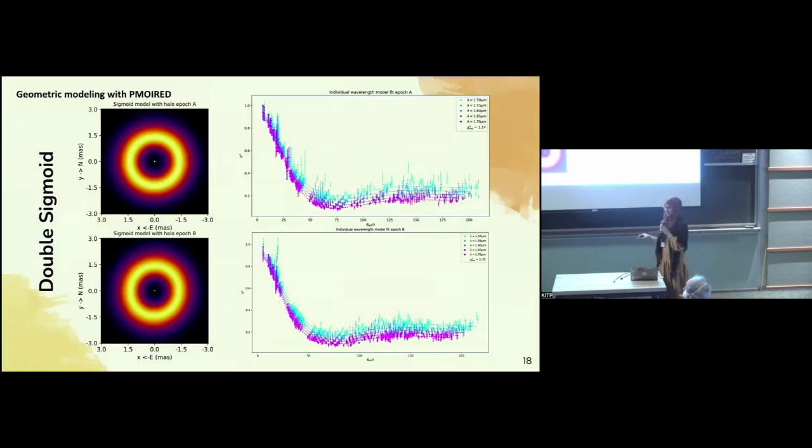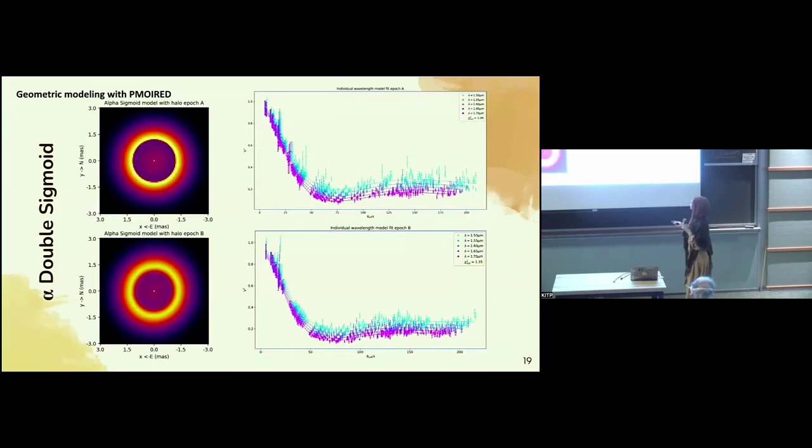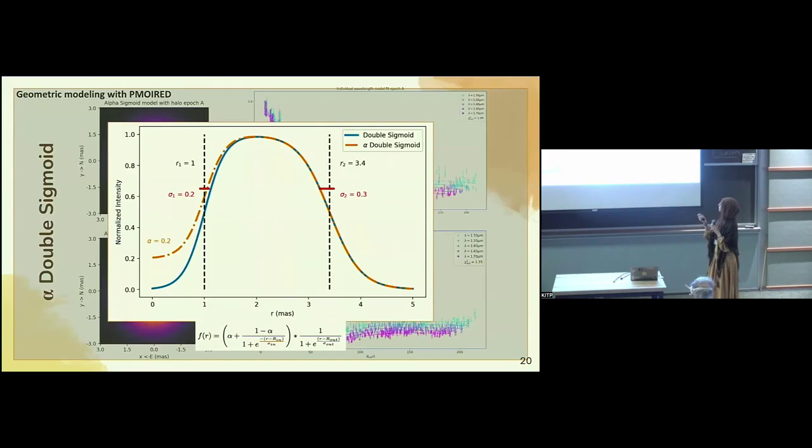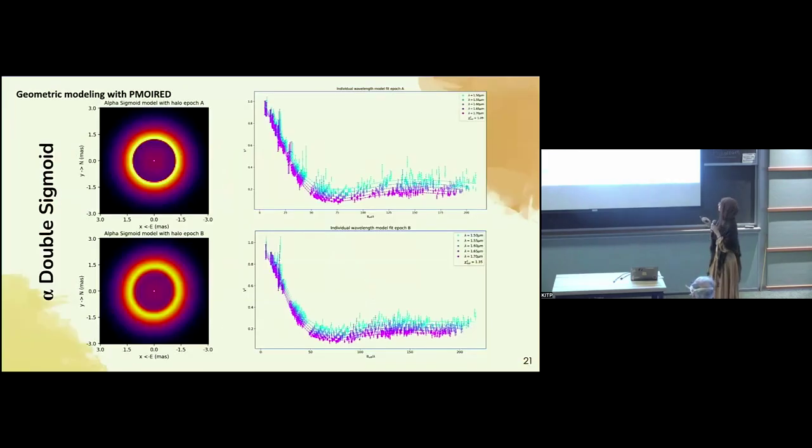Okay, and then we're looking also at inner emission. So we have this alpha double sigmoid model, where we then added this orange brightness distribution, where the inner edge here can go from 0 to 1 and add some brightness into the center. And with that, we get a much better chi-squared as well, showing that we actually are recovering some inner emission from this object.